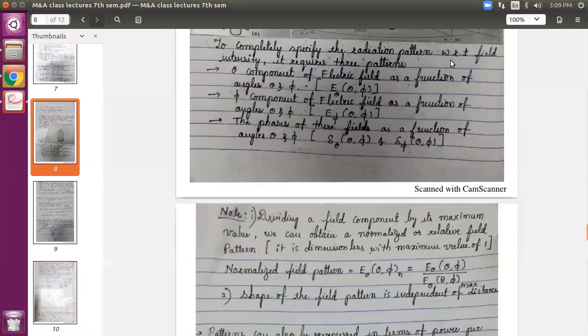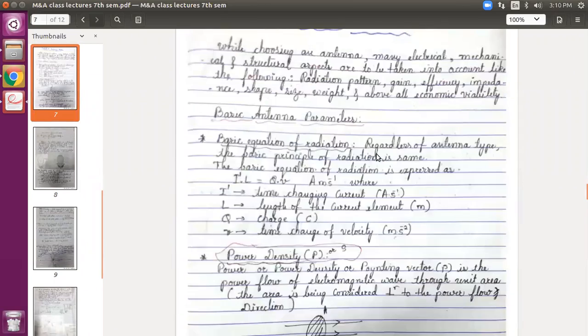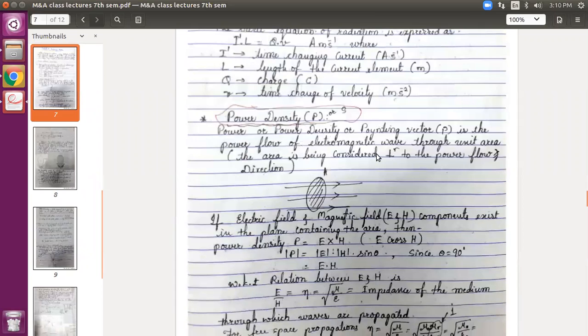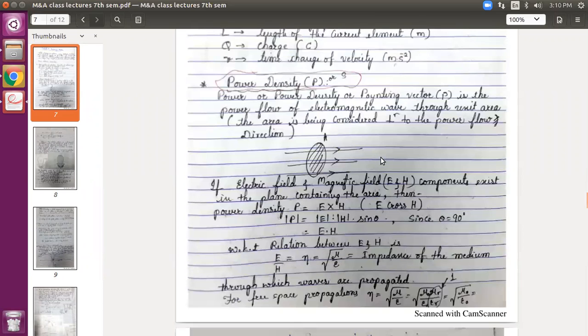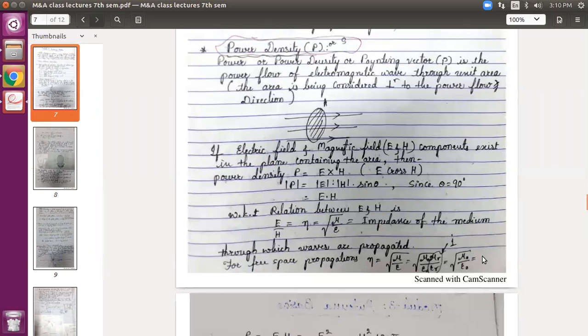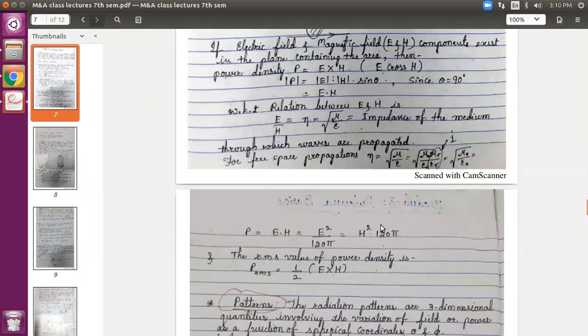Good afternoon, everybody. In today's class, let us continue the discussion over the antenna parameters. Let me revise which all parameters we have already covered. We started with the power density. We saw the equation and what is the impedance value. Here it is unknown, that is 377 ohm.